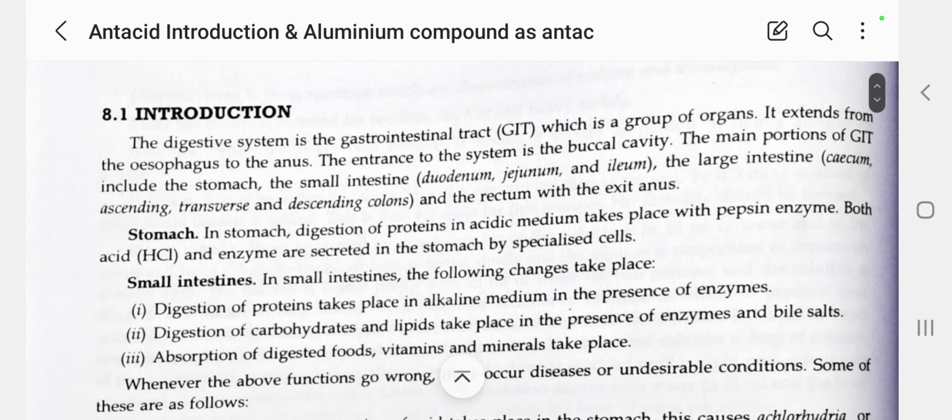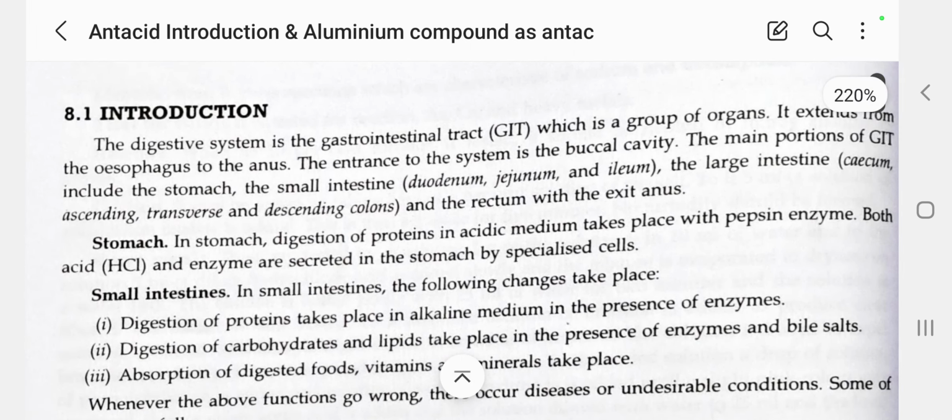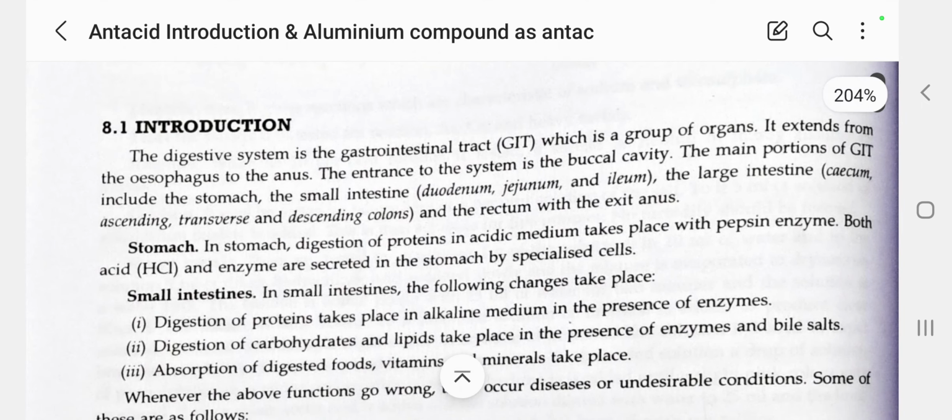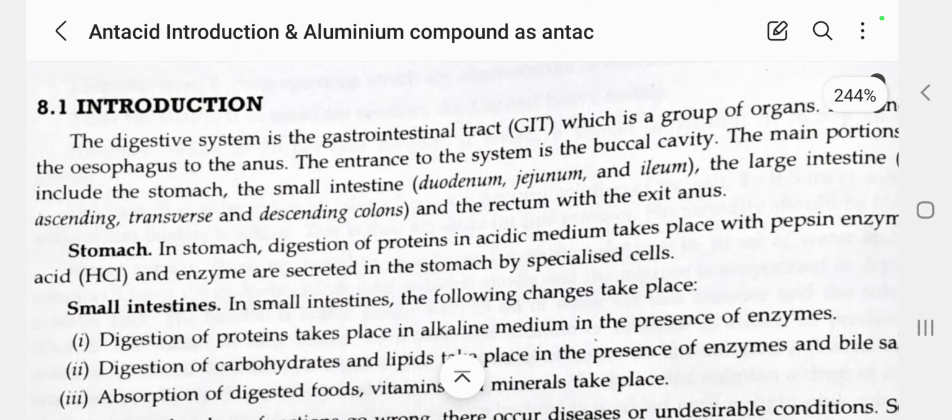That means the digestive system is the gastrointestinal tract, which is a group of organs. It extends from the esophagus to the anus. So the entrance to the system is the buccal cavity. We know already, the starting point from the entrance to the system is the buccal cavity.